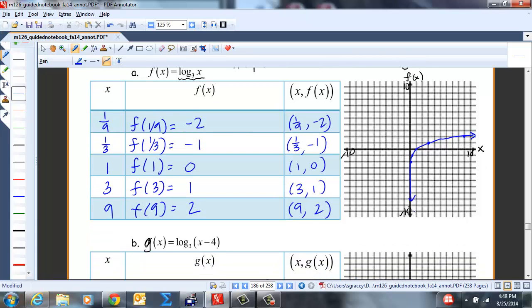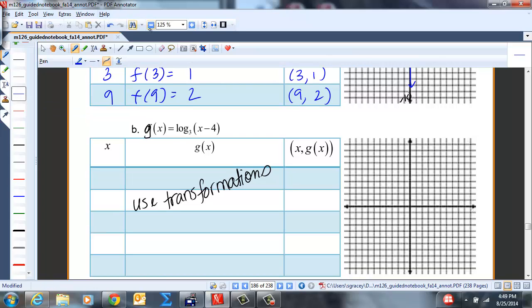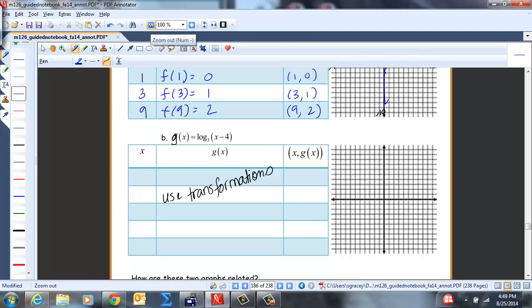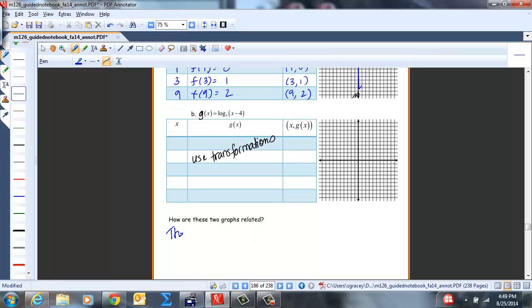All right, so this guy, let's talk about this graph here. This is log base 3 at x minus 4. So how are these two graphs related? Well, the graph of g is the graph of f shifted how? Good. Shifted 4 units to the right.